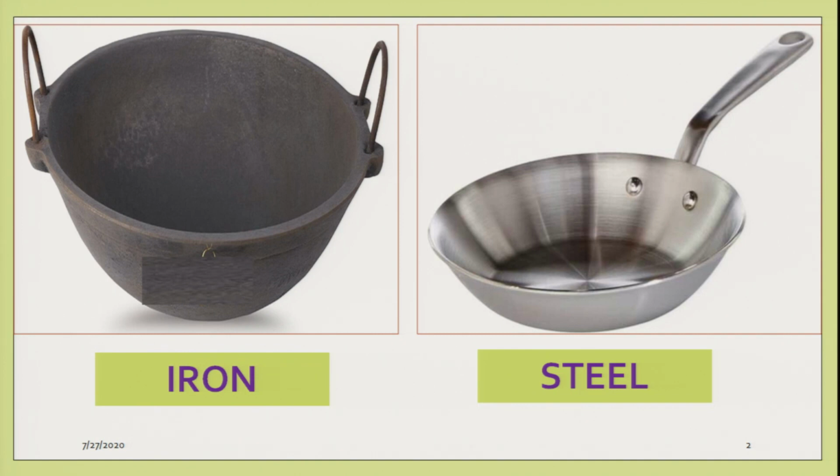Another thing on your screen, which we use in our everyday life: a pan made up of iron and a pan made up of steel. Dear students, what is the basic difference between them? Both of them serve the same purpose, but one is made up of only iron, whereas steel is made up of iron, carbon, chromium and nickel. That means steel is a combination of several different components. Iron is purely made up of iron atoms, whereas steel is made up of several different components.